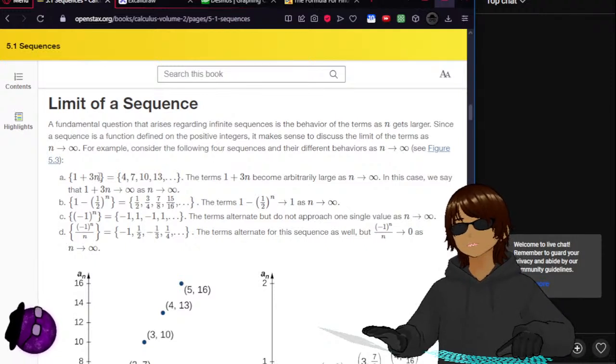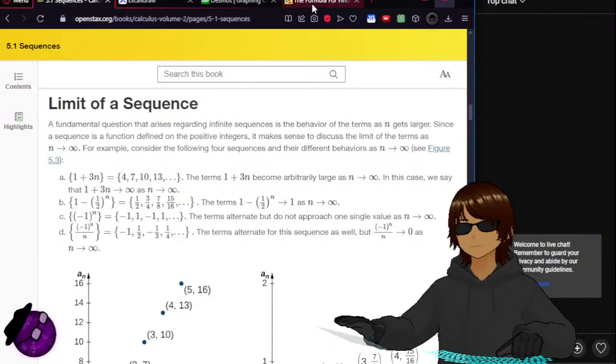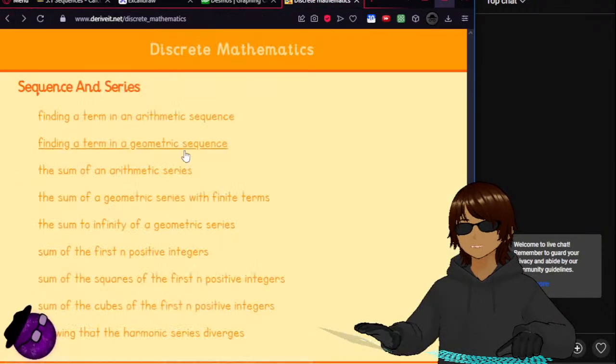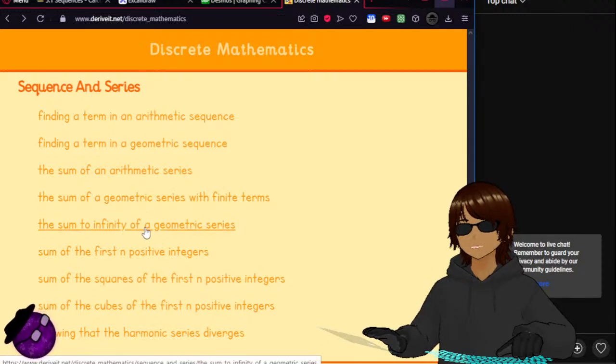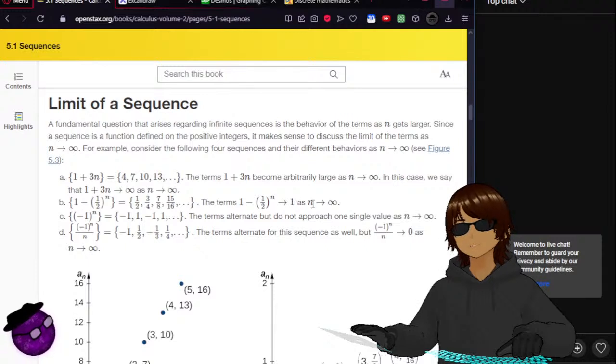Okay. 1 plus 3n: 4, 7, 10, 13. The terms 1 plus 3n become arbitrarily large as n goes to infinity. Did I write the formula for infinity? Finite terms sum to infinity. Okay. 1 minus half to the power of n. The terms approach 1 as n goes to infinity.